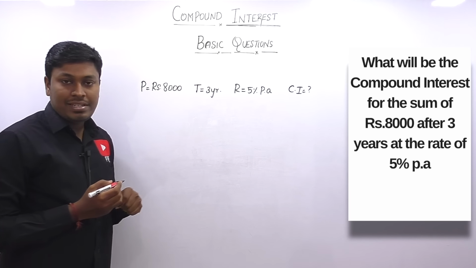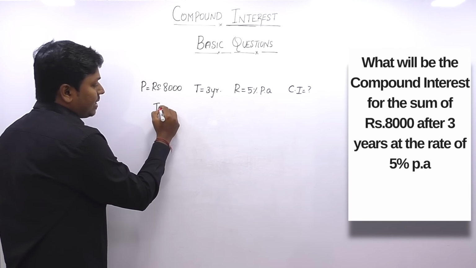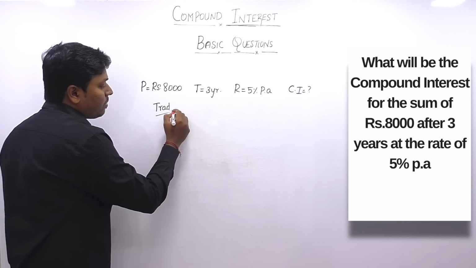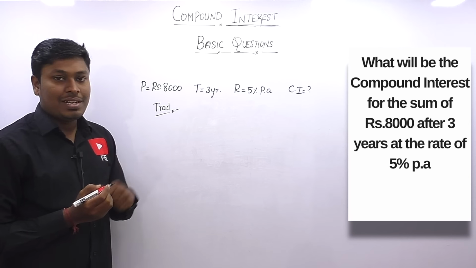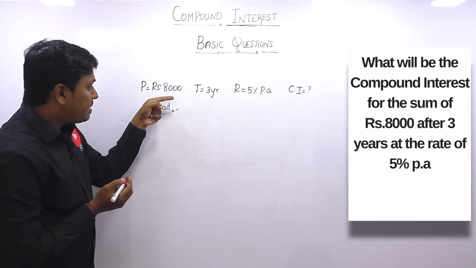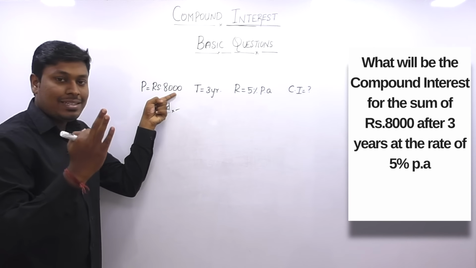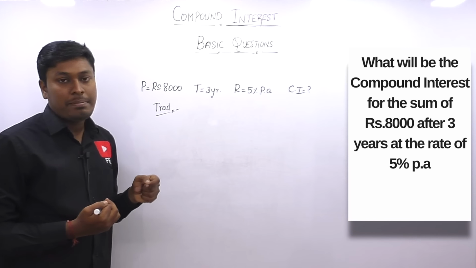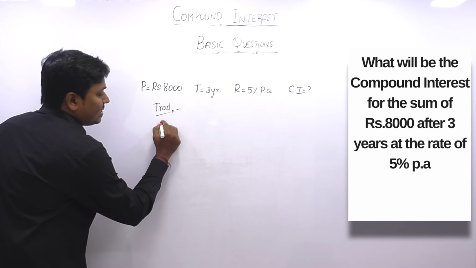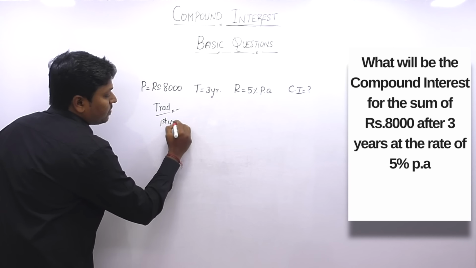So friends, first of all, let us do one thing. It's a basic question. We can solve a question by a traditional method. Then we can move on to the formula method also, right? So let me find how to find the compound interest by using a traditional method. So friends, principal is given. Our target to find 3 years compound interest, total compound interest, and the rate of interest is 5% per annum. So first year, let me find what is the compound interest for first year.